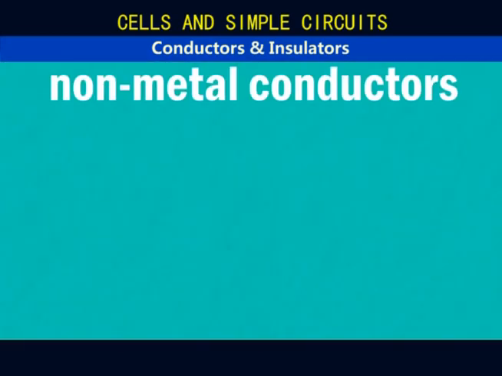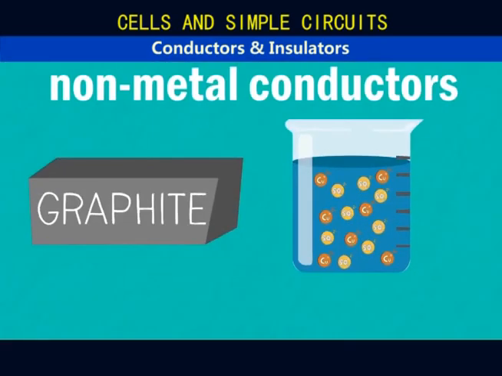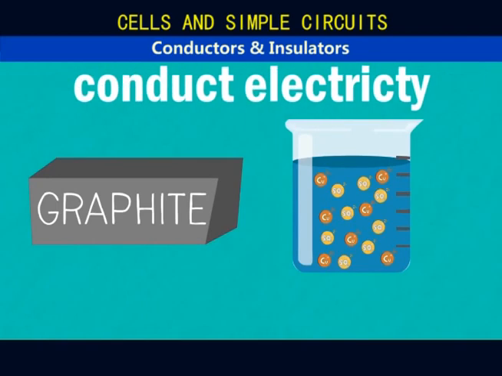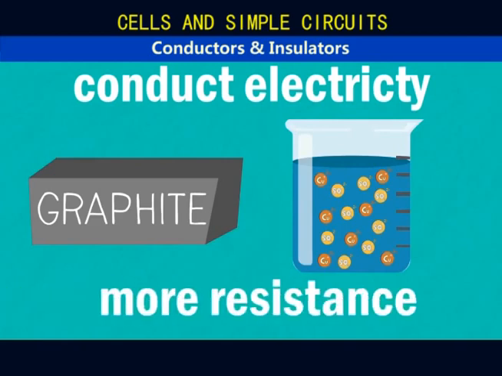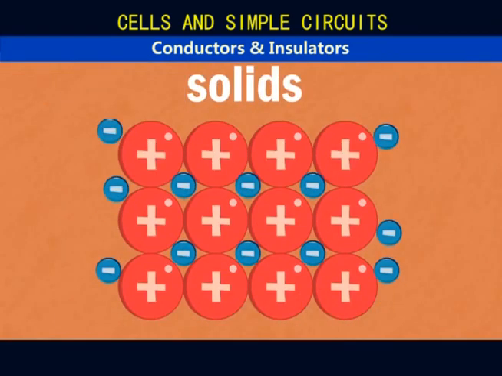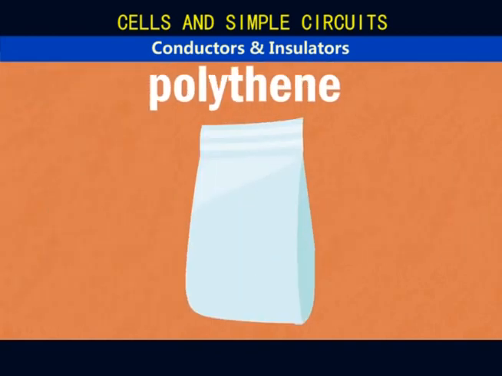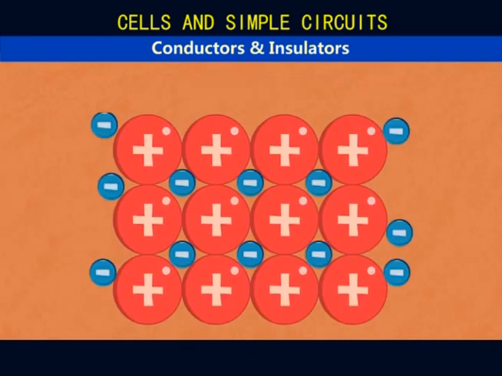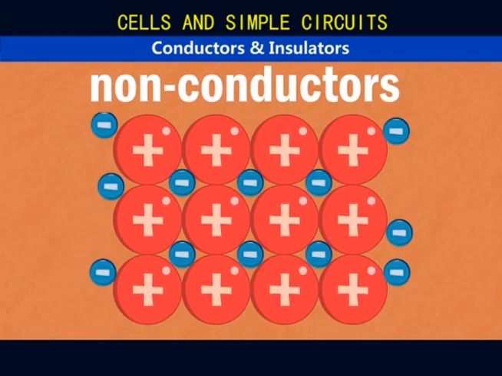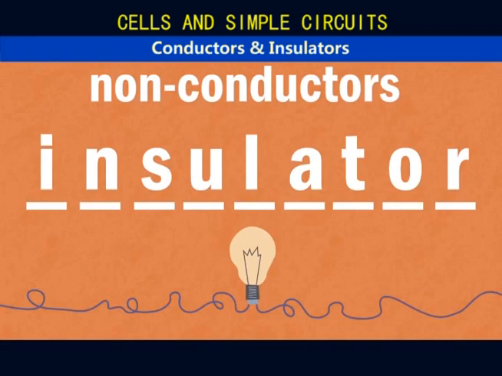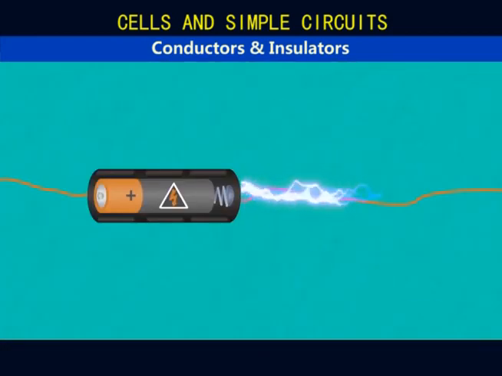Some non-metals like graphite, which is a form of carbon, or solutions of salts forming electrically charged ions will conduct electricity, but these have more resistance. They are poor conductors. Most solids, however, have tightly held electrons which are locked in chemical bonds, so they do not move around. Examples include solid salt, sulfur, polythene, and glass. These are non-conductors. They are used as insulators around conductors to prevent electric shock when the cable is touched.